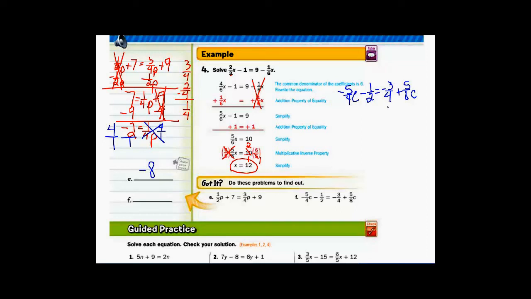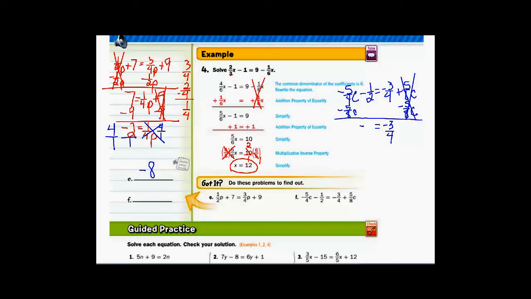Let's just take and subtract 5/8 c from over here. Common denominators. All right, so this is gone. Let's get that out of the way. I know I've got a -3/4 left over here.